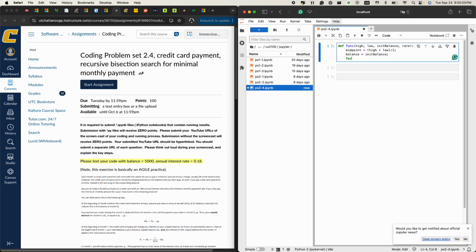So we'll go through the range of 12 months, which is when we're trying to pay it off. And then we will find at the end of each month the balance. So we'll pay it first, and the paid balance will be equal to the balance minus the midpoint, which is the payment we're working with this time around. And then we will set the balance to be equal to the paid balance plus its interest rate.